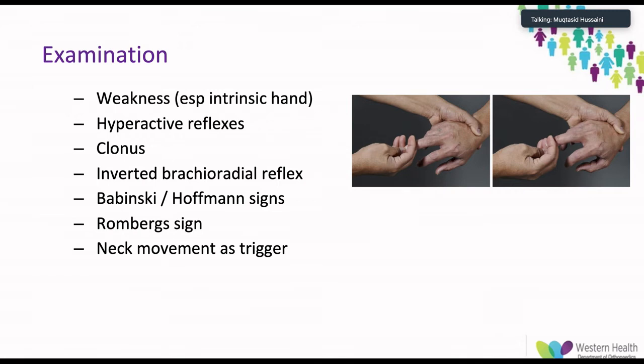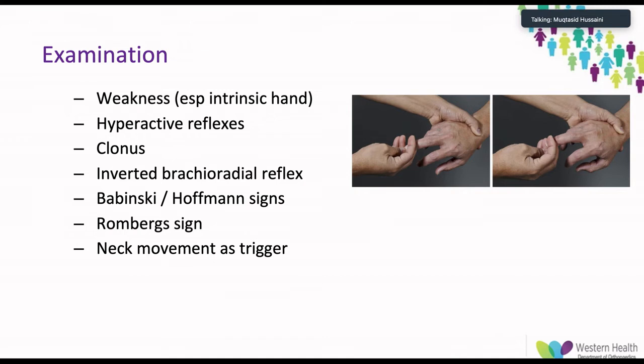positive Hoffman sign. So this involves flexing the distal interphalangeal joint of the middle or ring finger, which will then activate the long flexors, causing flexion of the thumb and the index finger, as demonstrated in the photo on the right.